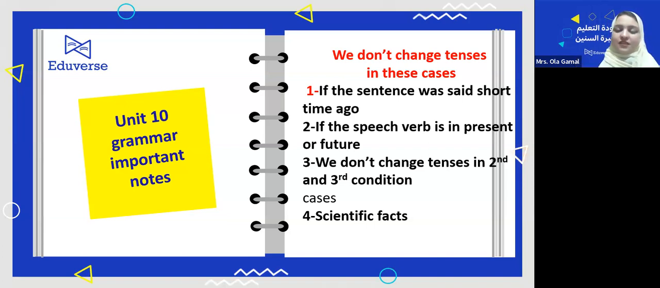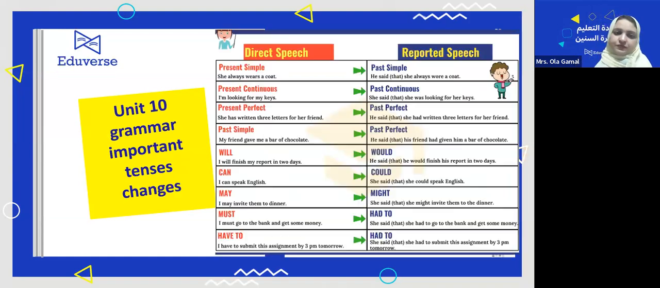And also in scientific text, we don't change the tense in reported speech. This is very important, right? In your notebook, it's very, very important. Now we're going to read this together. Pause the video and read them, the changes for the tenses from the direct speech to the reported one.